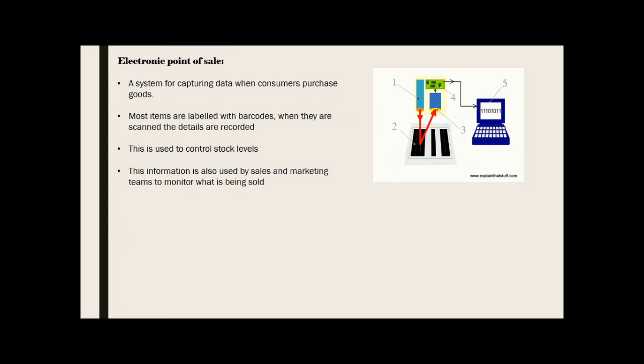It's also used for stock control levels. Say they have 100 tins of baked beans and you buy 3 of them. As you scan it through the system, it's now told the machine we've got 97. So when their stock gets below, say, 20, automatically they'll order a new set. That's what makes sure they never run out of stock.